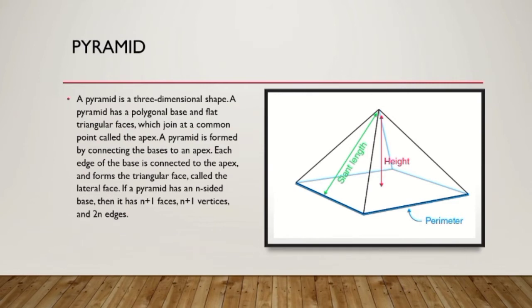A pyramid has a polygonal base and flat triangular faces, which join at a common point called the apex. A pyramid is formed by connecting the base to an apex. Each edge of the base is connected to the apex and forms the triangular face called the lateral face. If a pyramid has an n-sided base, then it has n plus 1 faces, n plus 1 vertices, and 2n edges.